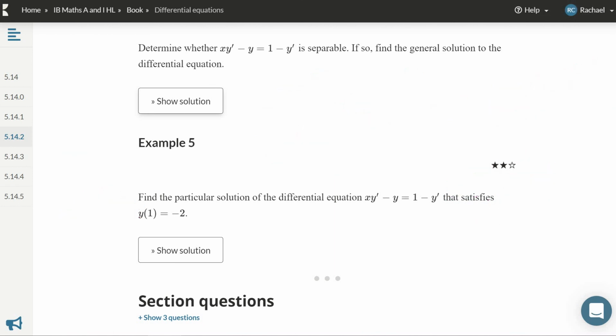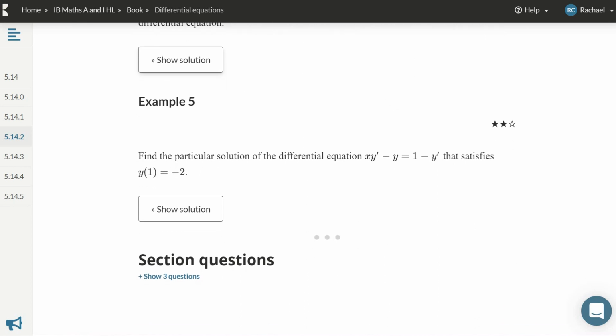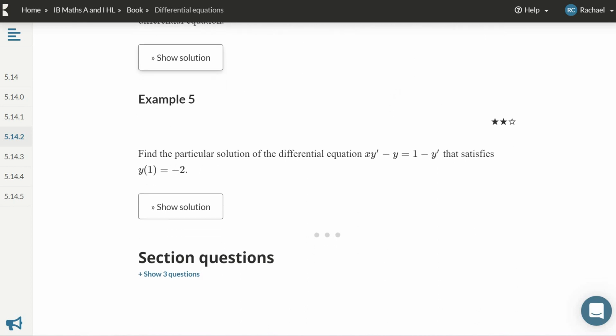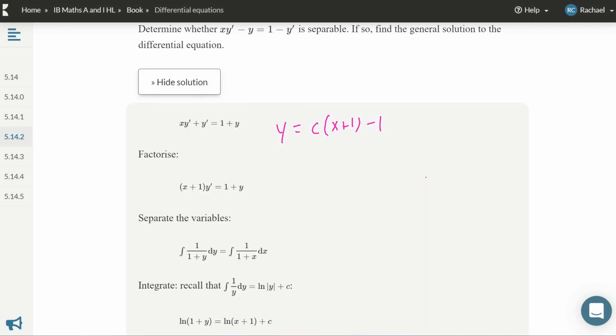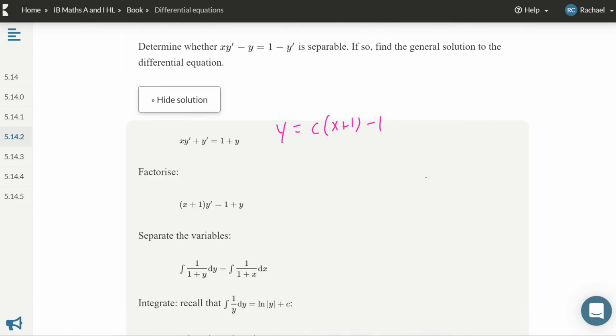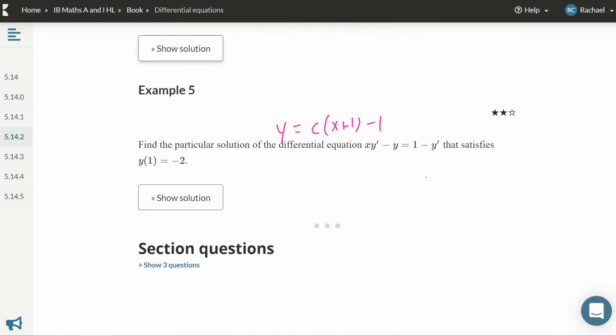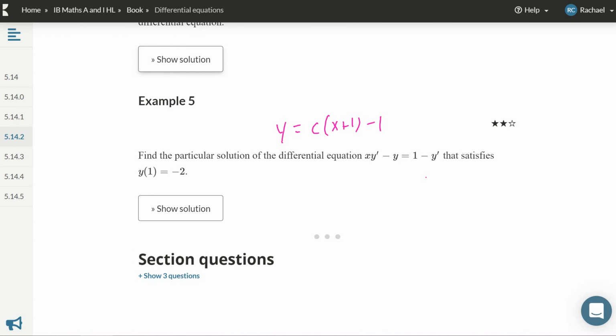Next, they want us to find the particular solution of this differential equation. So remember, our solution was y equals c times x plus 1 minus 1. You just double check that. Yep. Okay, so that was our solution.